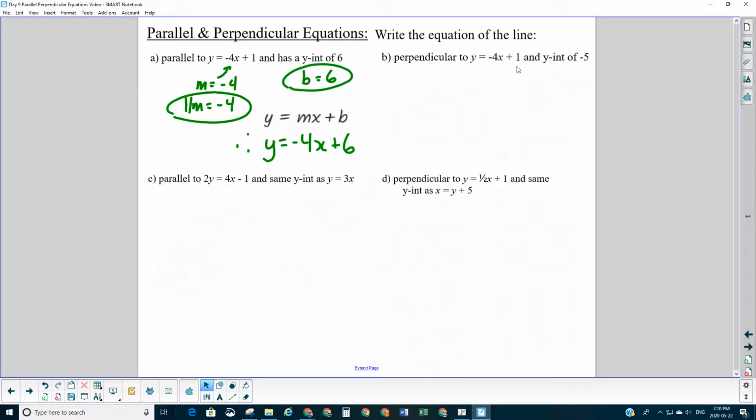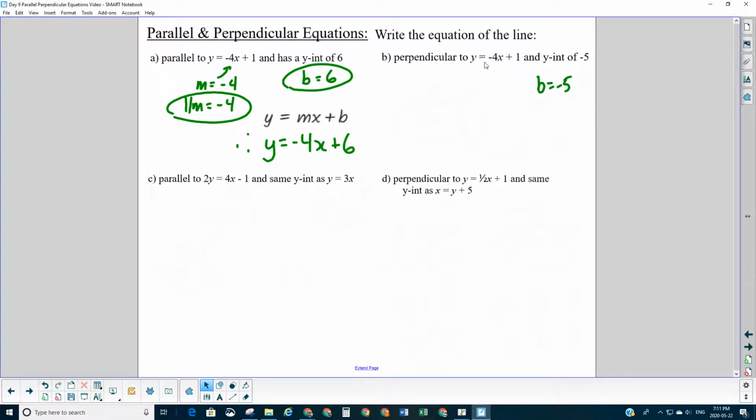Perpendicular to this equation and a y-intercept of negative 5. So again, really great clue. It tells you right away the y-intercept is negative 5. Okay, now we need a slope. Our slope is going to be perpendicular to this one.